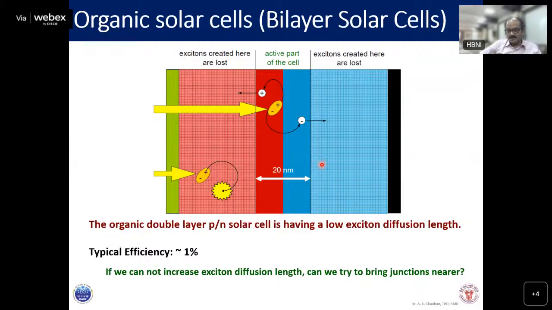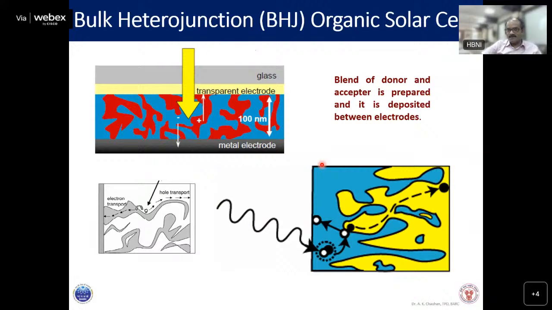If we cannot increase the exciton diffusion length, then can we try to bring junctions nearer? Is it possible? Can we do it? Yes, we can do it by a method called the bulk heterojunction, where a blend of donor and acceptor is prepared. Blend means you just mix both donor and acceptor by blending them together. So now in this situation, there are no two different layers, like that was the case in case of silicon solar cell.